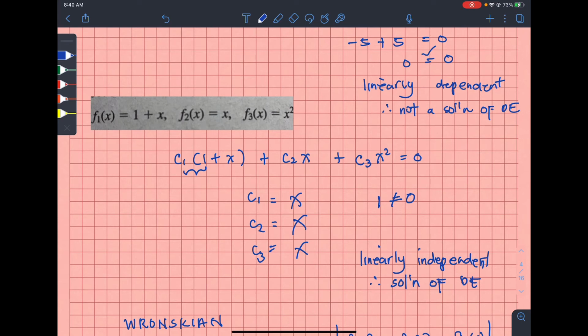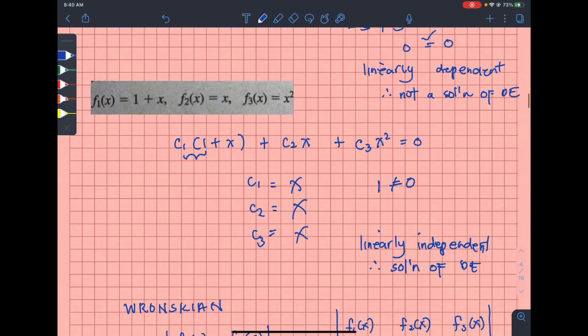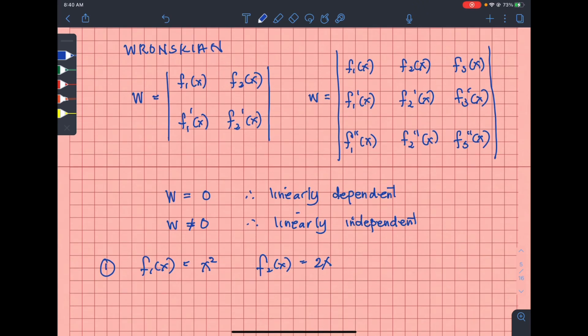So there is another method on how to check whether it is linearly dependent or not. That is what we are referring to as the Wronskian method. So in the Wronskian method, we will be using matrices, depending on the number of solutions. If it is a second order, we will be using a 2 by 2. When I say a 2 by 2 matrix, it has two rows and 2 columns. If it is a third order differential equation, there are 3 solutions, and that would be a 3 by 3.